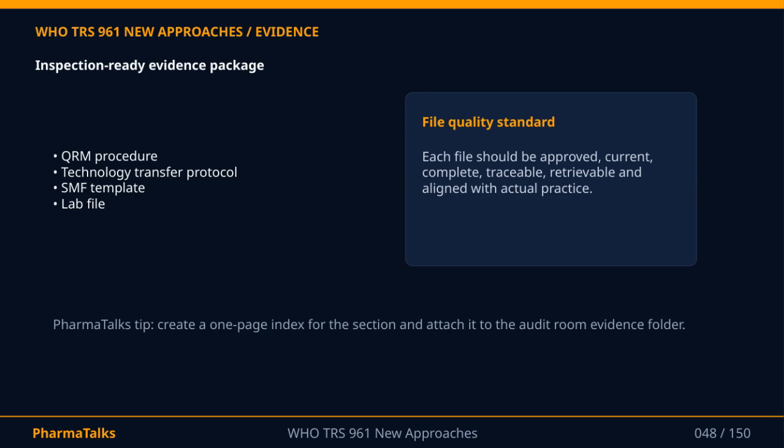specifically the new approaches and the type of evidence required to be inspection ready. One of the key components is having a comprehensive evidence package that supports quality management and regulatory compliance. This includes several critical documents. The Quality Risk Management Procedure, which outlines how risks are systematically identified and controlled.